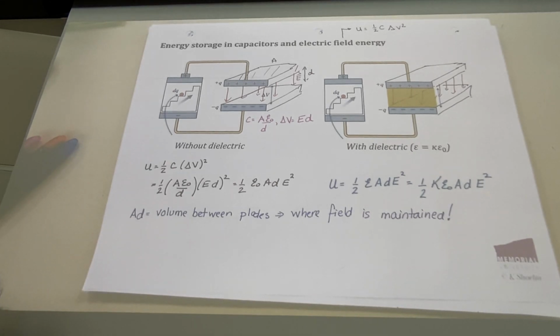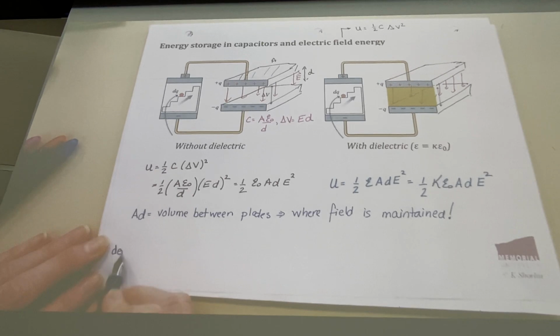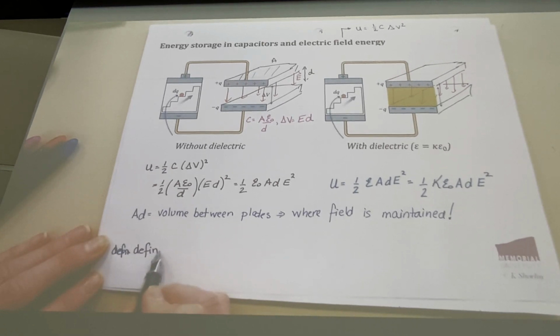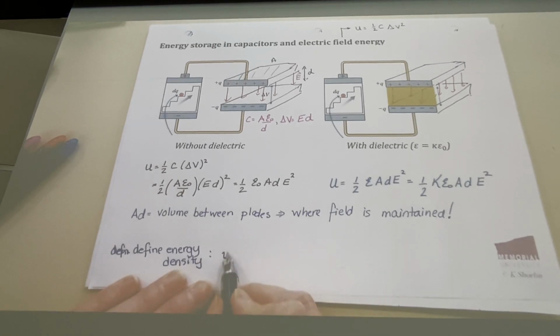So the volume is important, so we're going to define a new quantity that incorporates the volume, and we're going to call that energy density. So regular density is mass over volume, charge density is charge over volume, energy density is going to be energy over volume. So that's our new concept. So we're going to define energy density.